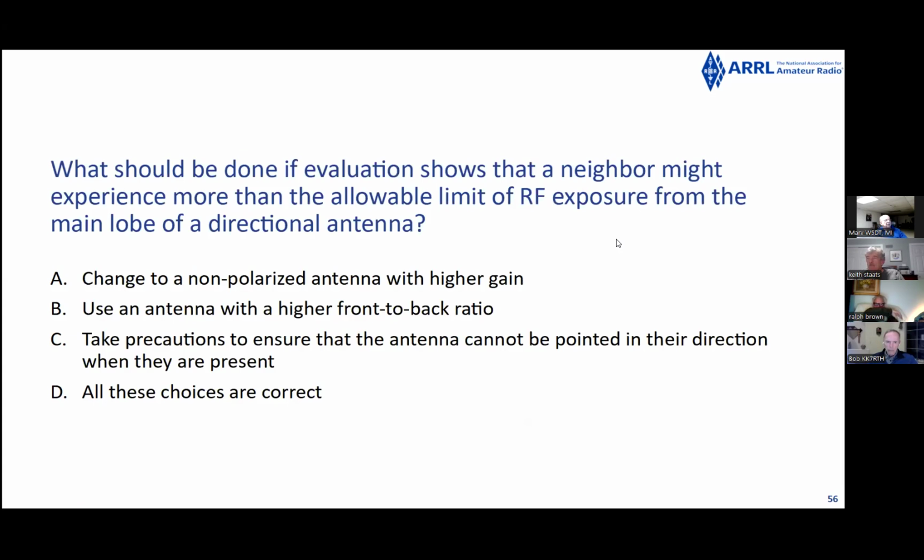What should be done if evaluation shows that a neighbor might experience more than an allowable limit of RF exposure from the main lobe of a directional antenna? Change to a non-polarized antenna with higher gain. Use an antenna with a higher front to back ratio. Take precautions to ensure that the antenna cannot be pointed in their direction when they are present. All these choices are correct.